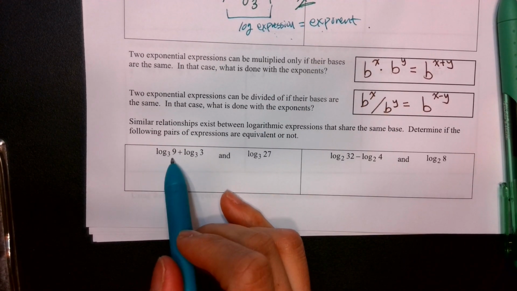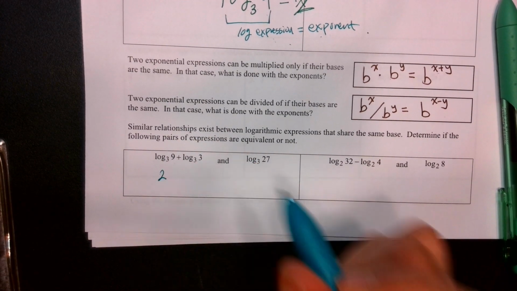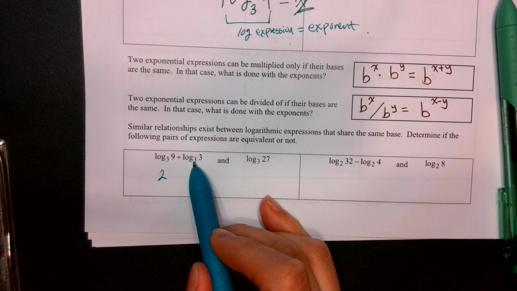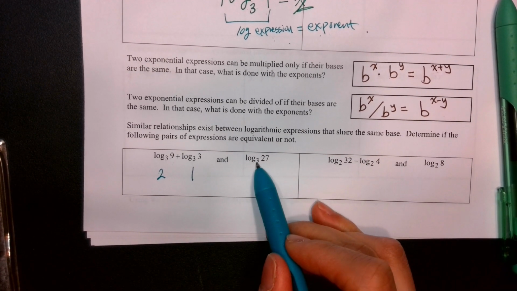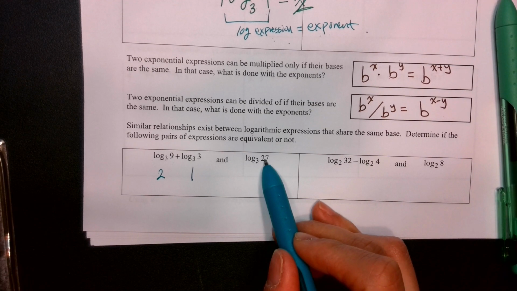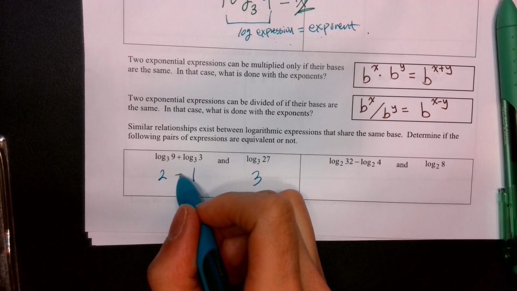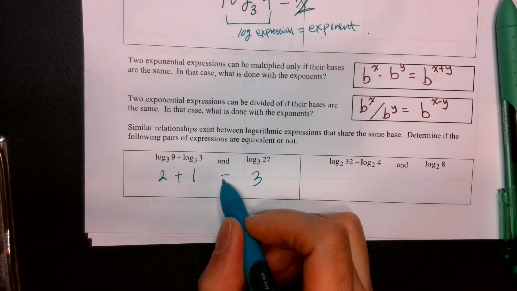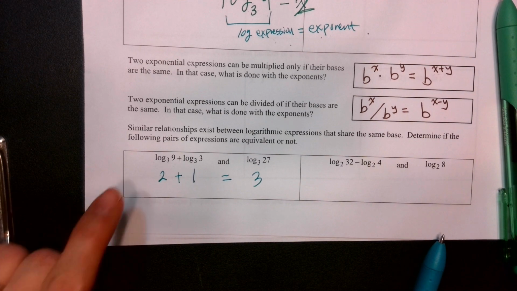What is log base 3 of 9 again? 3 to the what power gives me 9? Second power. 3 to the what power gives me 3? First power. 3 to the what power gives me 27? Cube. What's 2 plus 1? 3. Are you still there?